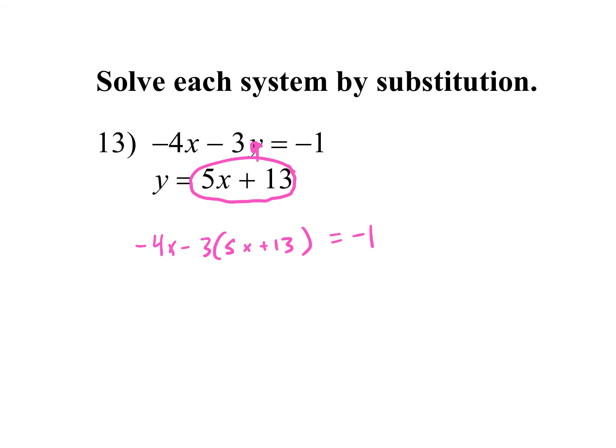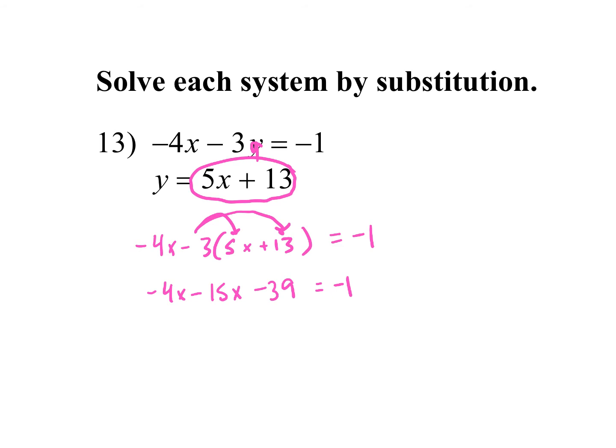What do I have to do first to solve? Distribute. What am I distributing? Negative 3. So make sure you distribute that negative sign with it. So I have negative 4x minus, what's 3 times 5x? Negative 15x. And what's negative 3 times 13? Negative 39. Is equal to negative 1.